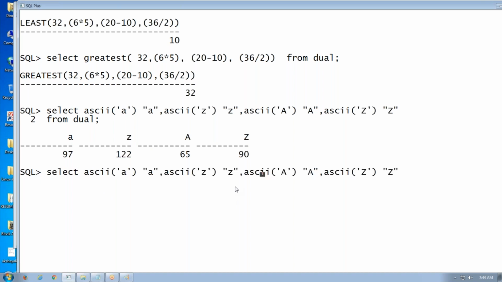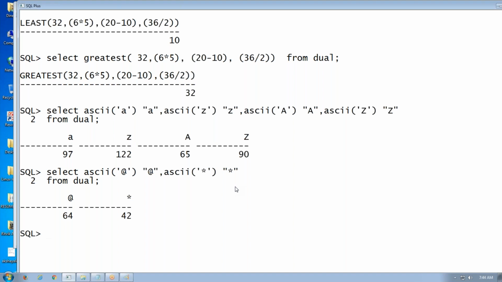Not only this, I want to print the ASCII value of the @ symbol. Next one, I want to print the ASCII value of the star. In a single bracket, not all at a time will work; you can't search small a, capital Z and so on together. Separately, we have to find out the ASCII value. Only one character it will take at a time. So 64 and 42 are the ASCII values of those.